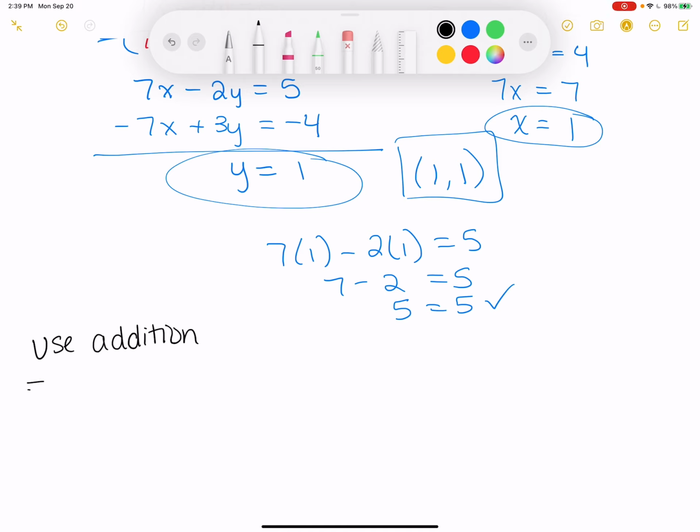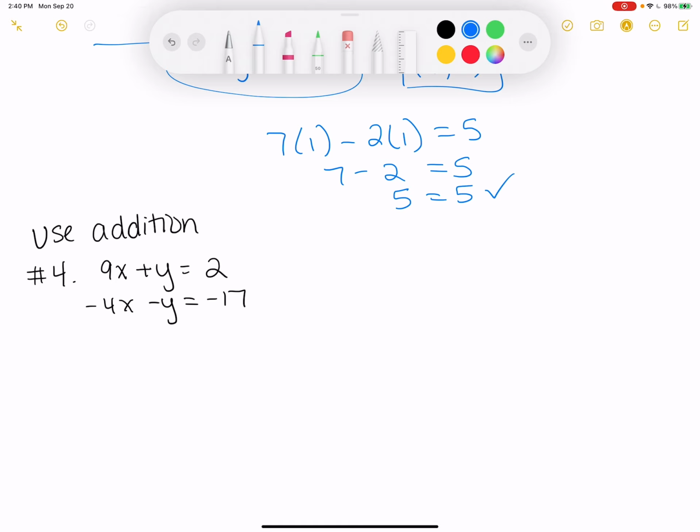So number 4 from the homework, remember that was number 4 from guided practice. That's why I'm doing it again. We've got 9x plus y is equal to 2, and negative 4x minus y is equal to negative 17. So my x's aren't the same number, but my y's are the same number. Remember they both have a 1 in front of them. They're opposite signs, so that means I can add, which obviously it had told me I could do.